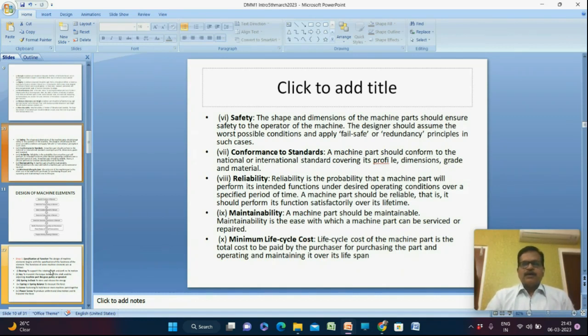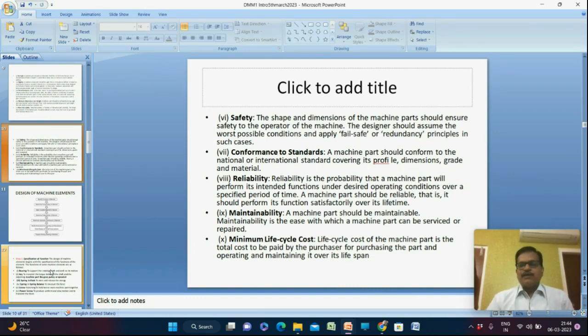Reliability. Reliability is the probability that a machine part is going to perform its intended functions under the desired operating conditions over a specified period of time. A machine part should be reliable, that is, it should perform its function satisfactorily over its lifetime. Next, maintainability. A machine part should be maintainable, and maintainability is the ease with which the machine part can be serviced or repaired.